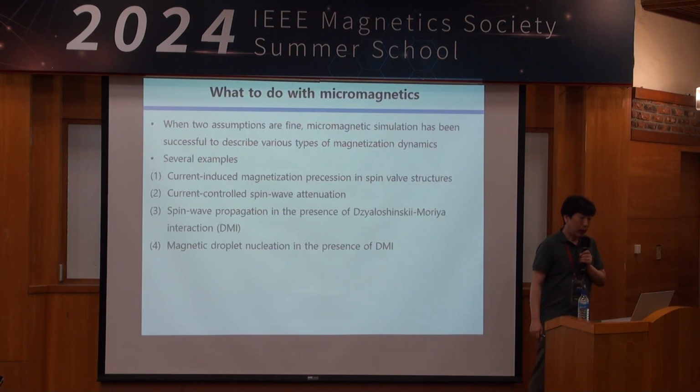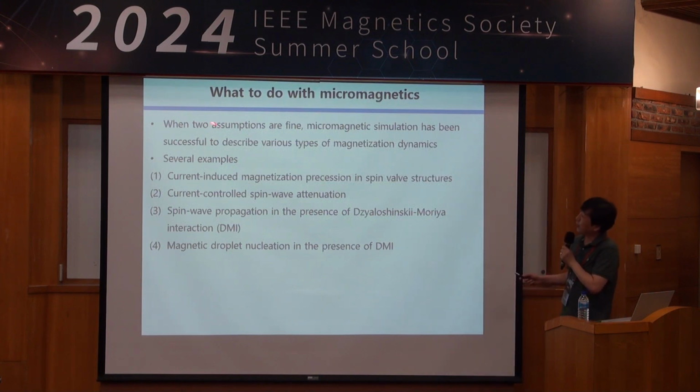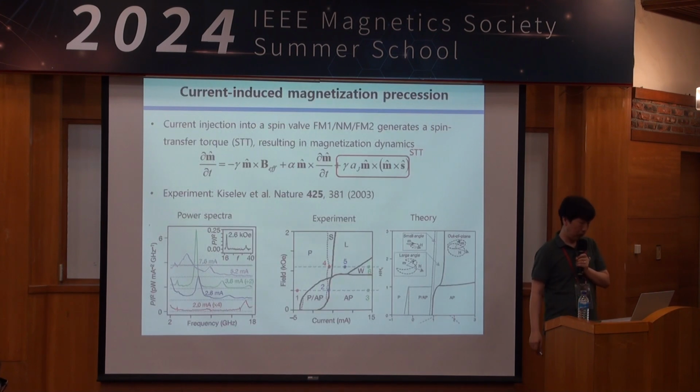So what can we do with micromagnetics? We can do many things when two assumptions are fine. Here I show several examples, including spin torque induced precession, spin wave attenuation control, spin wave propagation in the presence of the Dzyaloshinskii-Moriya interaction, and, very briefly, droplet creation in the presence of DMI.